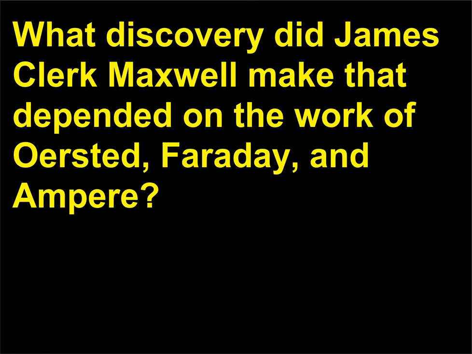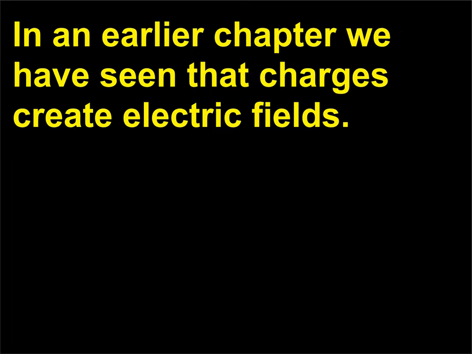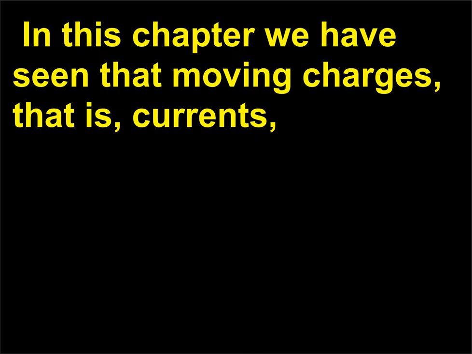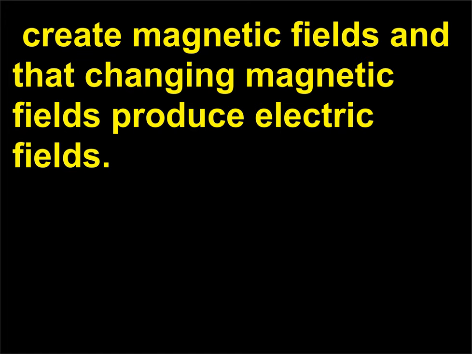What discovery did James Clerk Maxwell make that depended on the work of Oersted, Faraday, and Ampere? In an earlier chapter, we have seen that charges create electric fields. In this chapter, we have seen that moving charges, that is, currents, create magnetic fields and that changing magnetic fields produce electric fields.